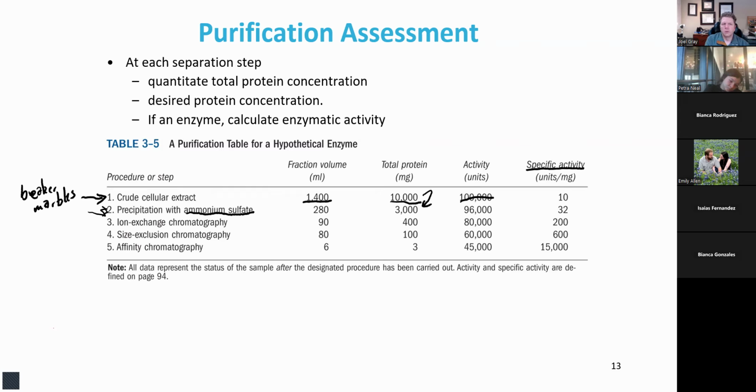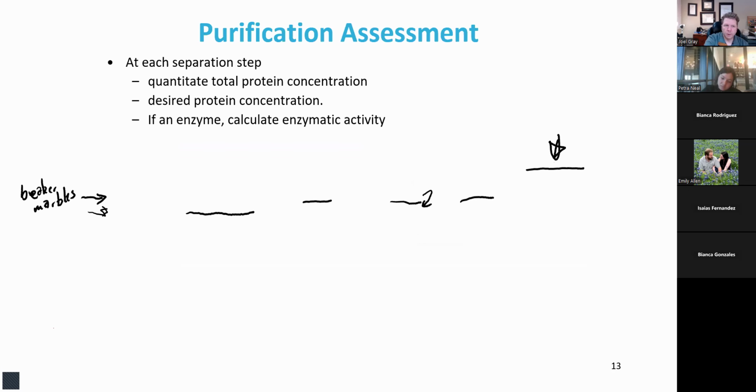So we're seeing the total protein from step one to step two. Yeah, the total protein went down 70%. Ooh, that seems like a lot. It is. But does that matter? Not really. Because what we are concerned with on this entire table is the specific activity. And as long as our specific activity is going up, that means whatever we have done has been a good or effective separation technique. And I'm going to take you back to the marble slide.